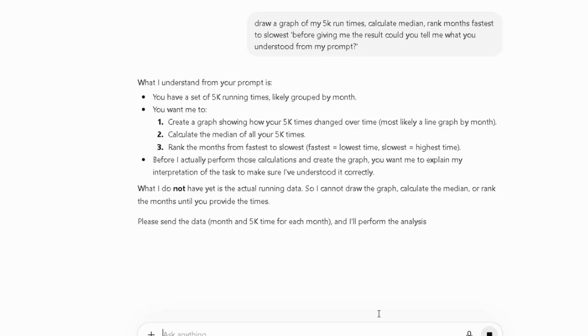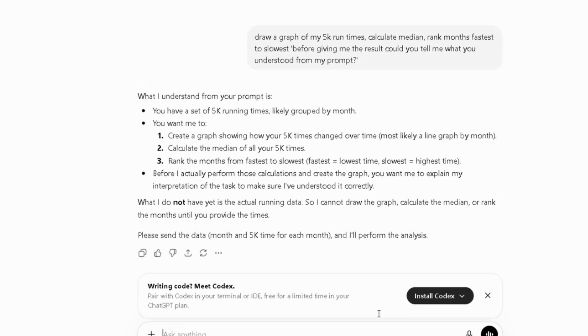So now when I give this prompt, it is telling me: I understand this based on your input. What I understand from your prompt is you have a set of 5K running times, likely grouped by month. You want me to create a graph showing how your 5K times change over time. This all gives you the information about what ChatGPT understands from your text.